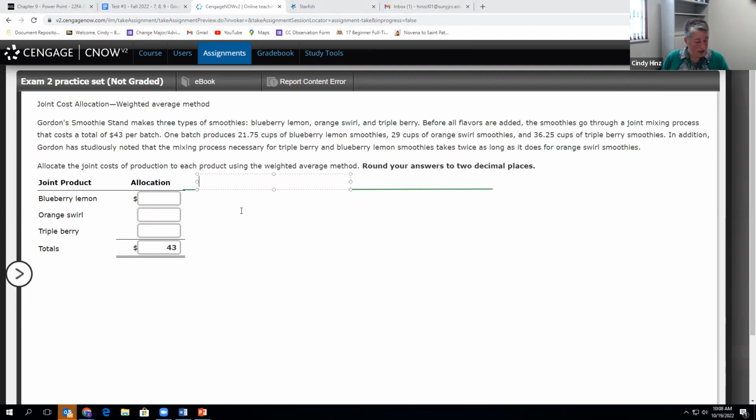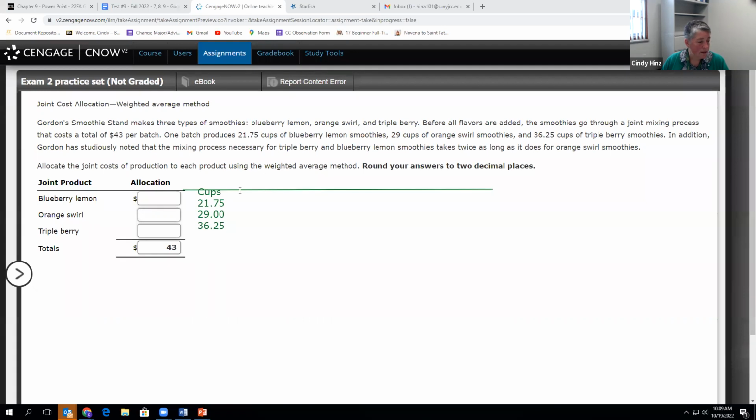So let's start with the information that we're given, the cups per batch. This is not going to line up exactly, but I'll try to do the best I can here. So 21.75 cups per batch of blueberry lemon. Keep in mind that the numbers in your exercises might be slightly different, but you're going to follow the same approach. 29 for orange and 36.25 for triple berry. And I'm going to pull that down a little bit. It's not a great lineup. So best I can do.